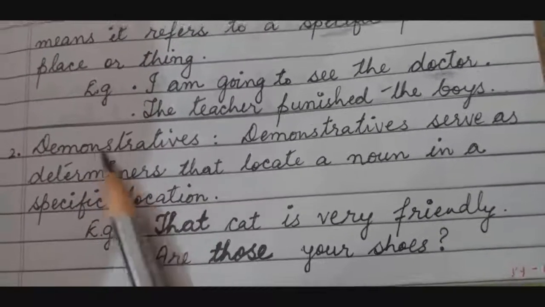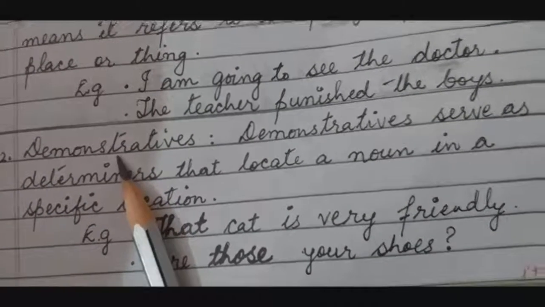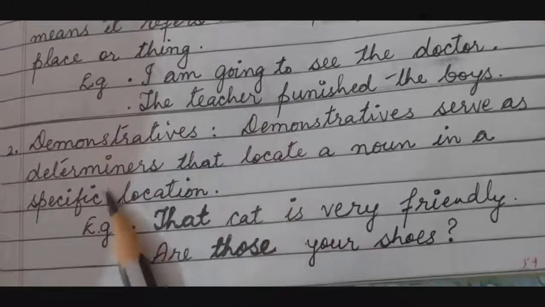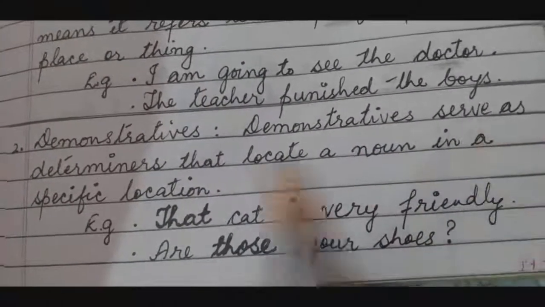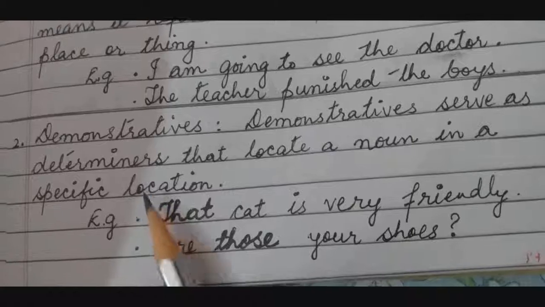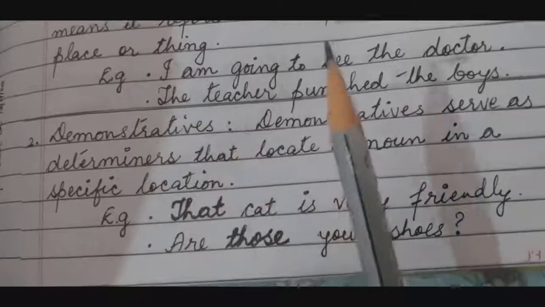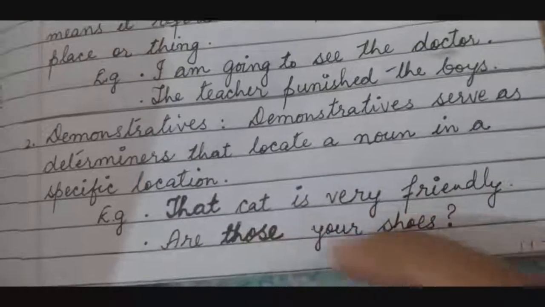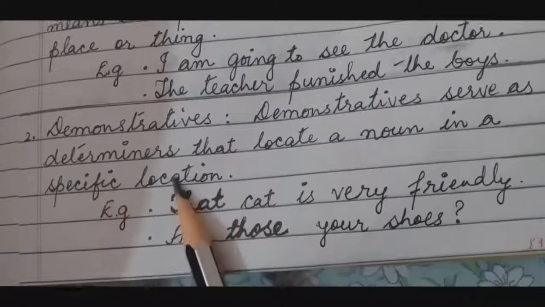determiners is demonstratives. We all know demonstrative means pointing out. Now see the definition: demonstratives serve as determiners that locate a noun in a specific location. Location means place, right? That means where we can point out and show that one, or this one, or all those, or all these. That is called demonstrative, which shows a specific location.